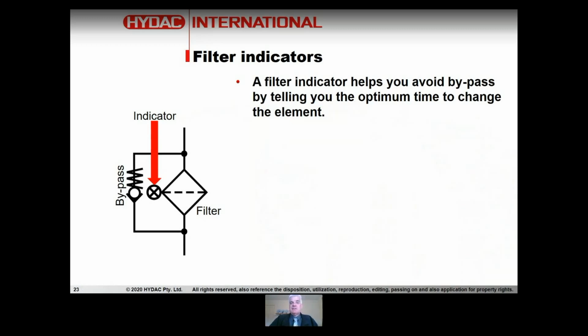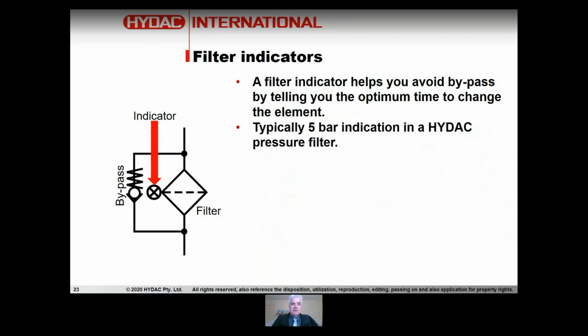So for the best service life and the lowest cost of filtration, you actually want to change on indication, not on a time base. Because if you change your element on a time base, what can happen is, of course, you can replace it too late, in which case you've been bypassing and you have not been filtering. Or you can change it too early, and that's very, very common. If you change it too early, you're replacing that filter for no reason whatsoever. So you've just got basically increased maintenance costs. So it's best to have an indicator.